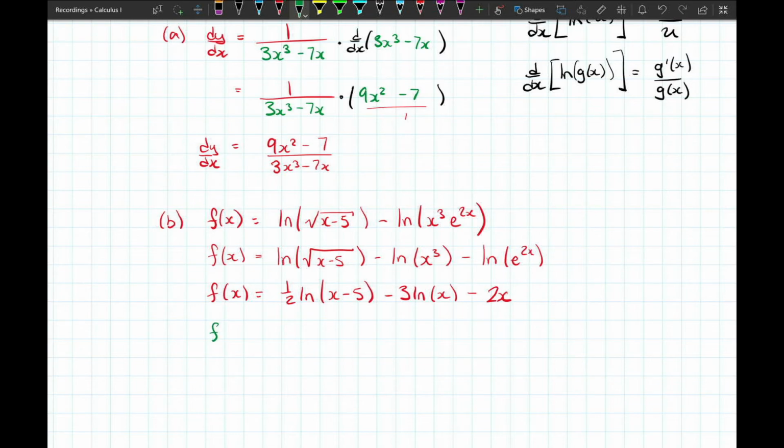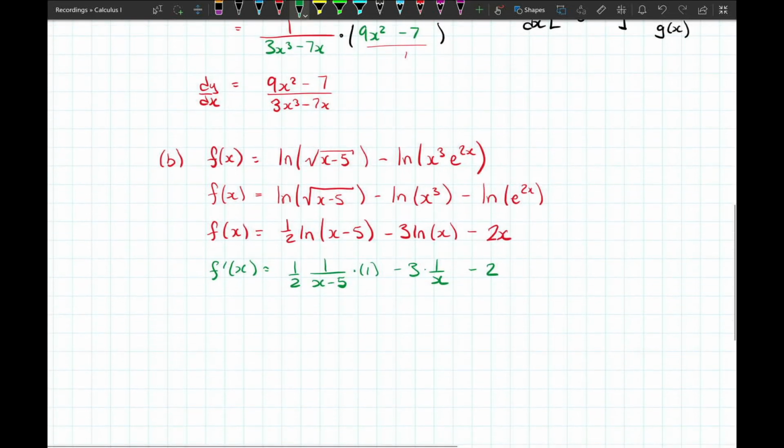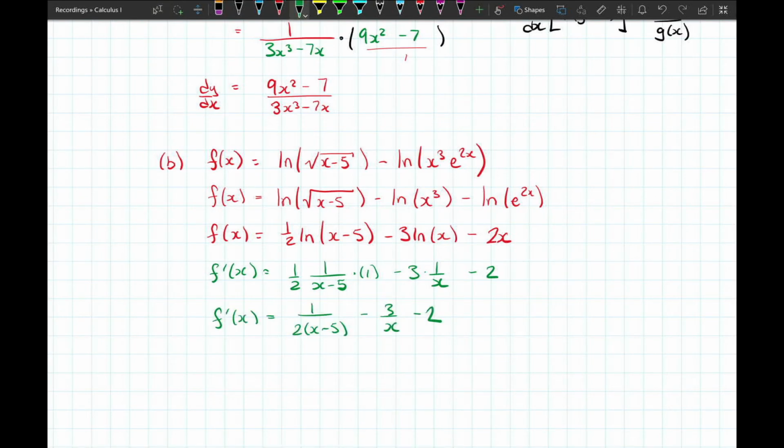We can write f prime of x now, and we have a constant multiple of 1/2 times the derivative of log x minus 5. And don't forget the chain rule here, multiplying by the derivative of the inner function x minus 5. But that's just 1. The next term, we don't need a chain rule. The derivative of log x is simply 1 over x, and a constant multiple of 3. And then we've got a power rule. The derivative of negative 2x is simply minus 2. We'll just tidy that up slightly. And there we have it.